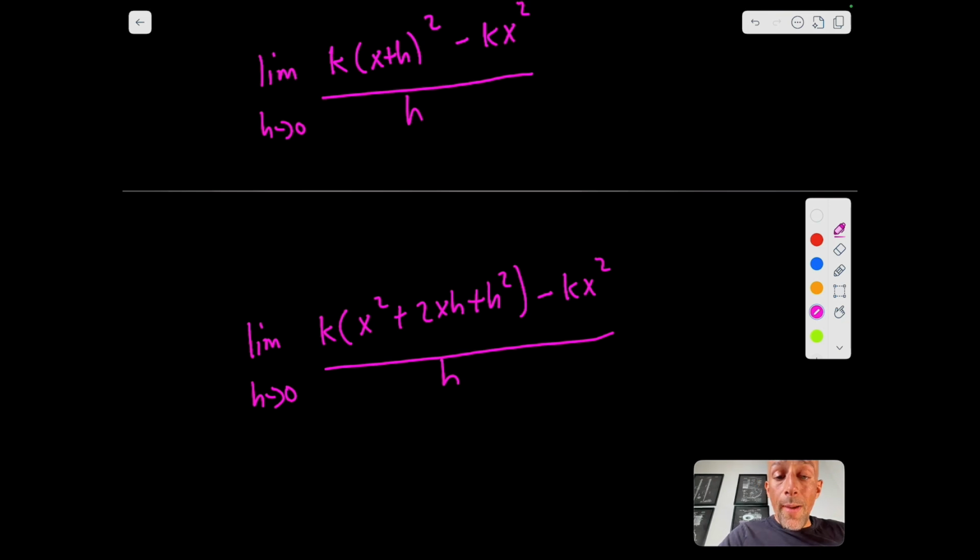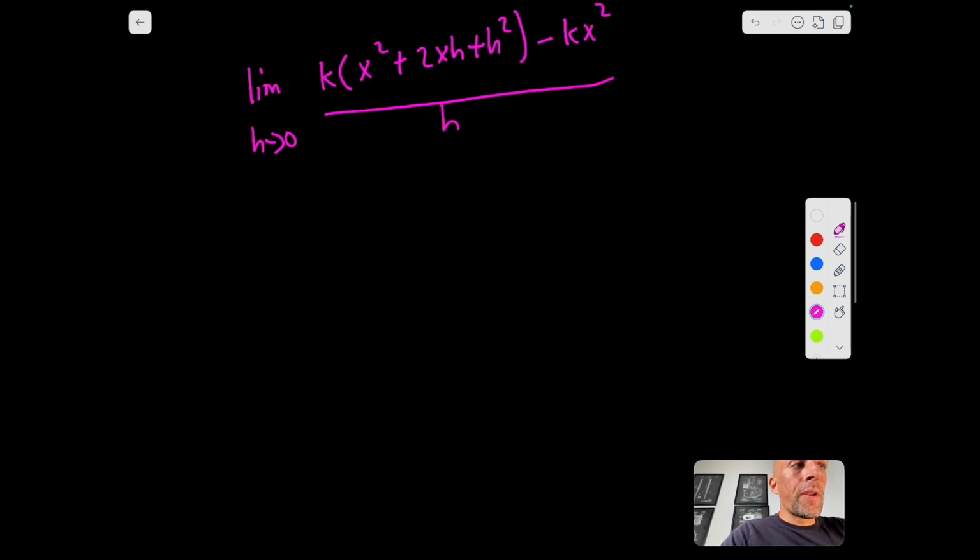And still we have a problem. We can't plug in 0 for h just yet, and that's fine. Your first challenge, the white belt challenge, tell me what I should do here next. Okay, if you didn't see it, I'm going to multiply this k through to every term because that tells me I'm going to end up with kx squared minus kx squared, right?